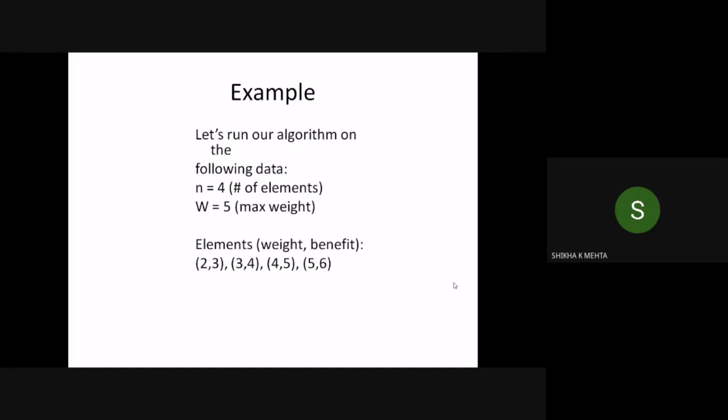Let us say we have n equal to 4, that is the number of items, and W equal to 5, the maximum weight, that is the capacity of the knapsack. These are the four items. The first element represents the weight, and the second element represents the benefit associated with it.